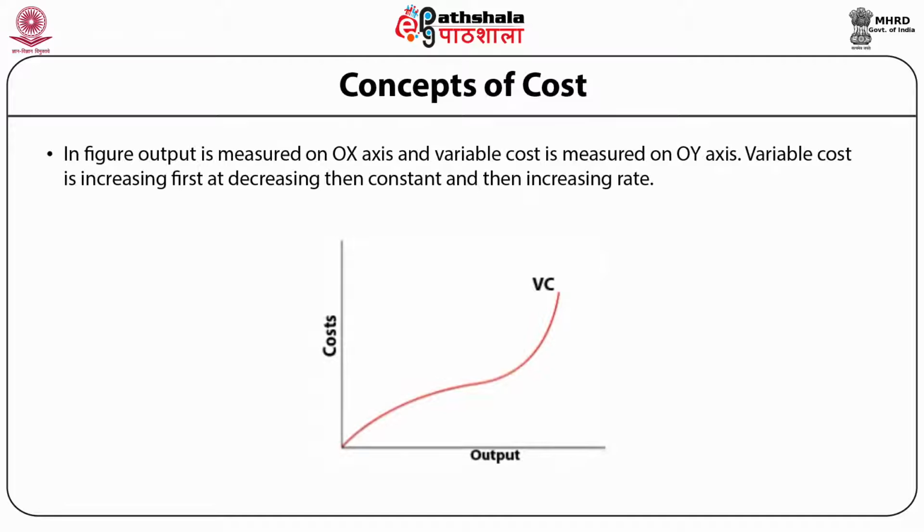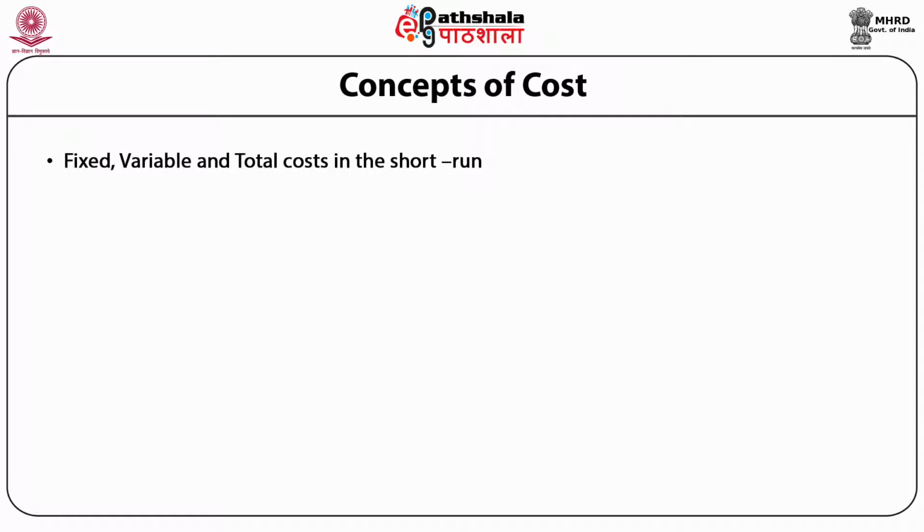Variable cost can be shown with the help of figure also. In this figure, output is measured on x-axis and variable cost is measured on y-axis. Variable cost is increasing first at a decreasing rate, then constant, and then at an increasing rate. Fixed, variable and total costs in short run.